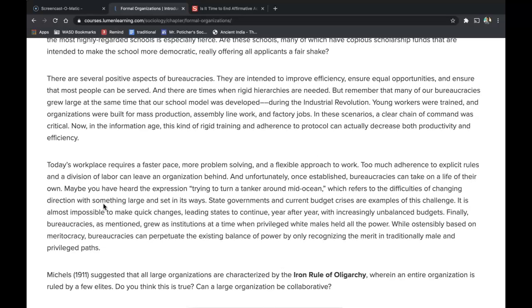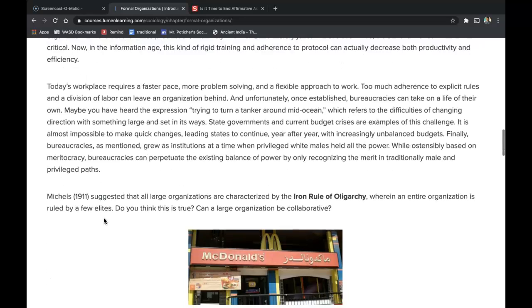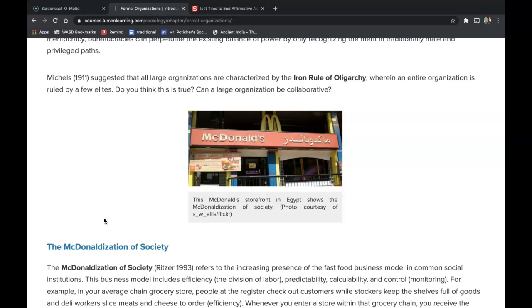State governments in current budget crises are examples of this challenge. It is almost impossible to make quick changes, leading states to continue year after year with increasingly unbalanced budgets. Finally, bureaucracies, as mentioned, grew as institutions at a time when privileged white males held all the power. While ostensibly based on meritocracy, bureaucracies can perpetuate the existing balance of power by only recognizing the merit in traditionally male and privileged paths. In fact, Michels in 1911 suggested that all large organizations are characterized by the iron rule of oligarchy, where an entire organization is ruled by a few elites. Do you think this is true? And can a large organization actually be collaborative?